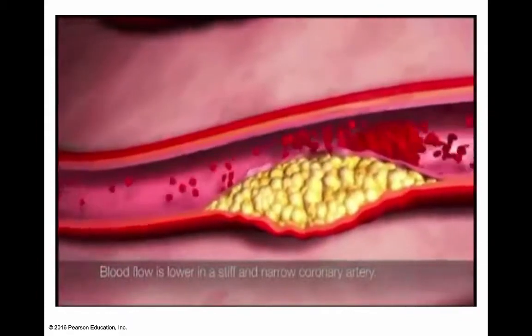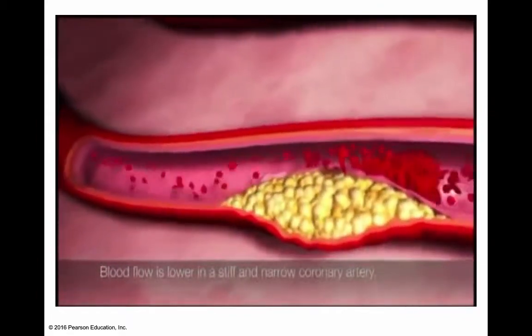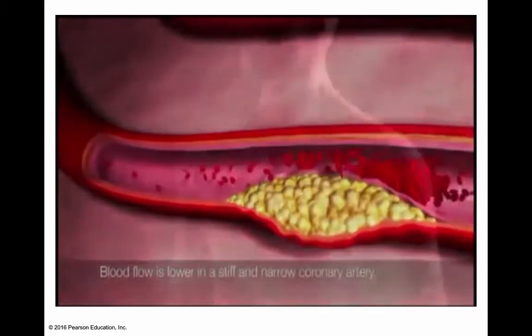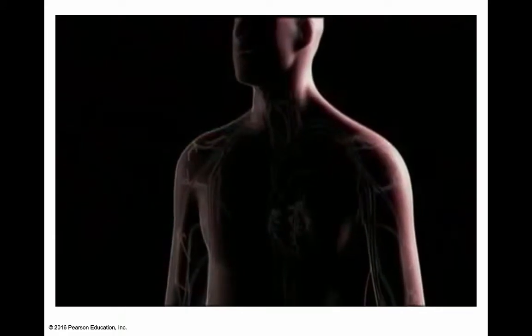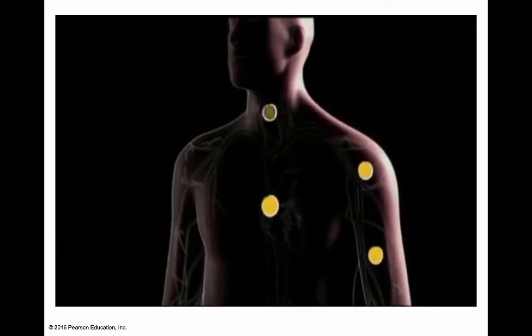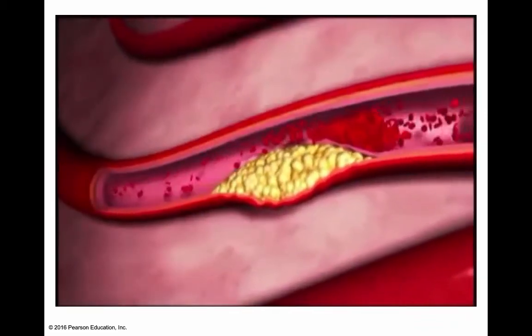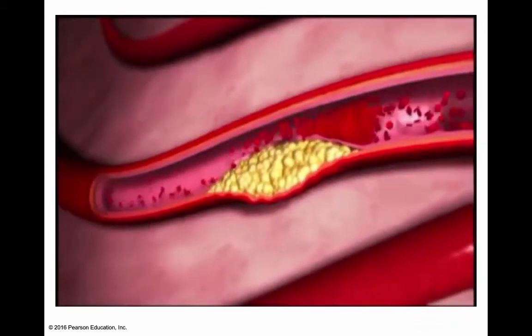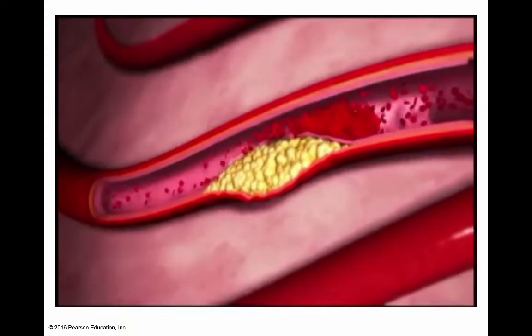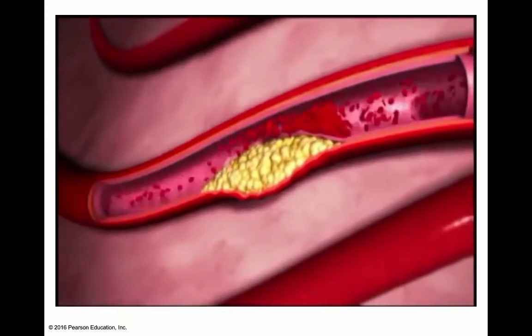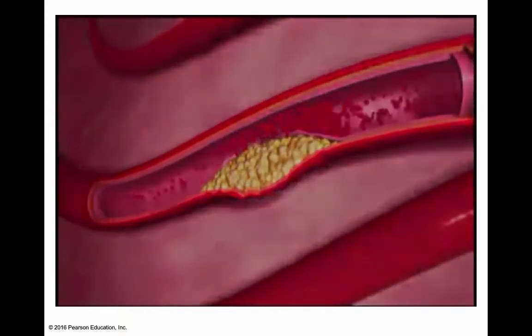After exercise or emotional stress, low blood flow can lead to angina, pain or discomfort in the chest, arm, shoulder, neck, back, or jaw. Angina that keeps coming back over time is called chronic stable angina. It is most often relieved by rest or nitroglycerin.